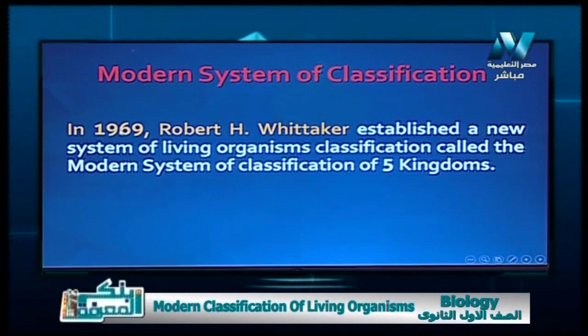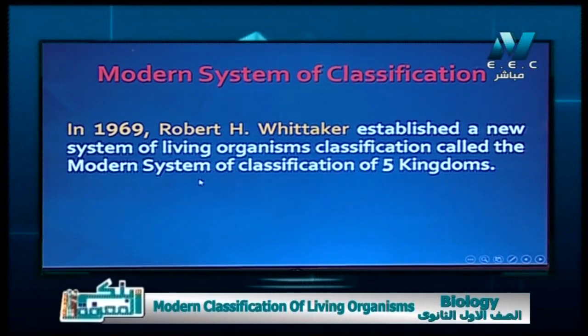In 1969, Robert Whittaker was the scientist who established a new system of living organisms classification, and he classified them into 5 kingdoms. And we call this system the modern system of classification. And this is what we are going to study in detail.